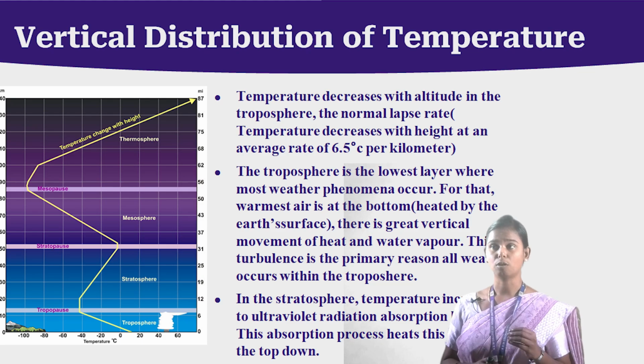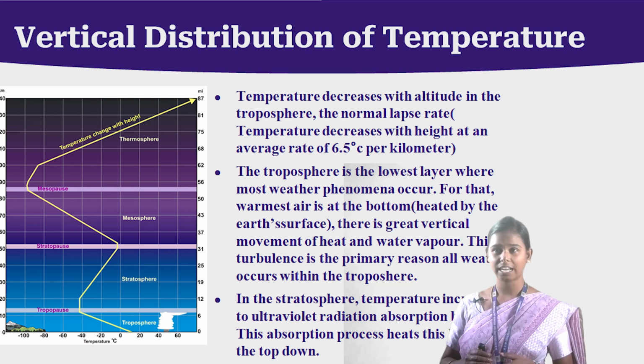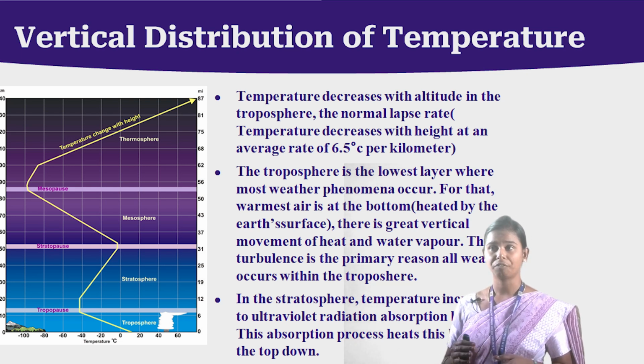For that, the warmest air is at the lower level, heated by the Earth's surface. There is a greater vertical movement of heat and water vapor. This turbulence is the primary reason all weather occurs within the troposphere.